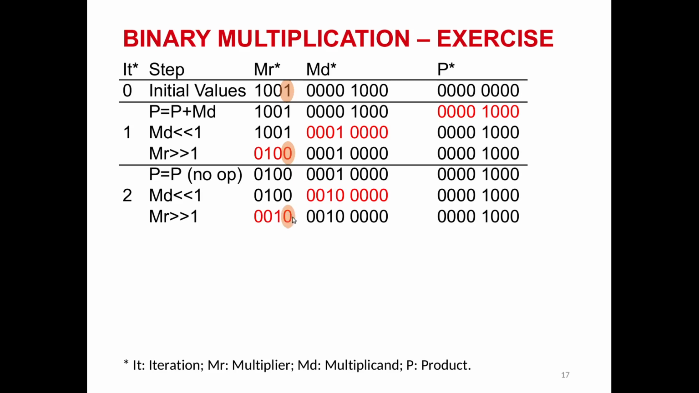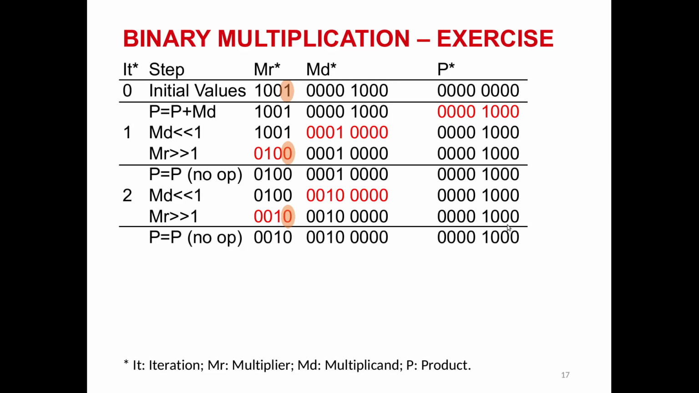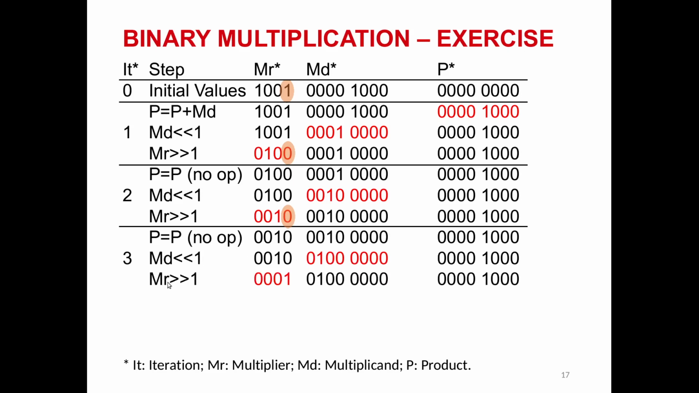And then we know that the least significant bit of the multiplier is 0, so there will be no change in the value of the product here. So the value of the product stays the same, and then we need to shift the multiplicand one bit further to the left, shift the multiplier one bit further to the right, and we will have the least significant bit of the multiplier now is 1, as you can see here.